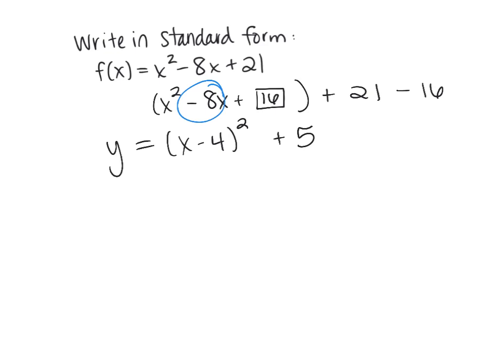So that's why I like using the vertex or completing the square, because it's less work in my opinion. But if you would rather use the vertex form, you could have done that. You would have gotten the vertex as (4, 5), and then you just put it in that vertex form where a is the same as the a in the problem, which in this case was just a 1.